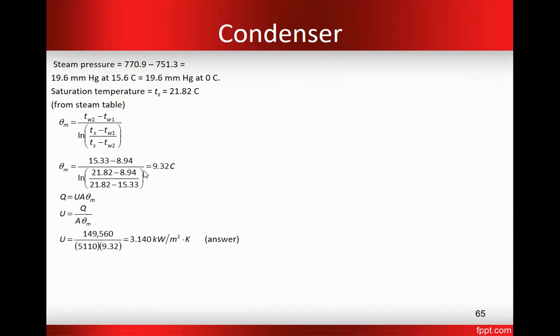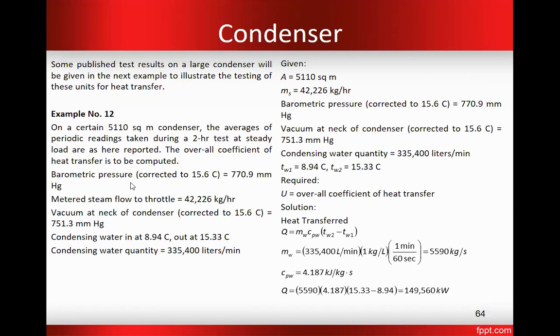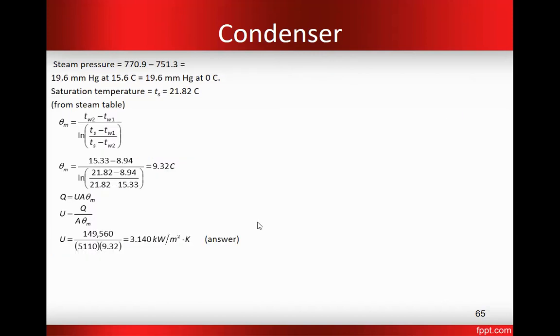Therefore, U is equal to Q over A theta M, is equal to 149,560 over 5,110 over 9.32, is 3.140 kilowatt per meter squared Kelvin. This is my answer. Kilowatt, may malibong nito. Bakit kilowatt? Hanapin natin. Kilojoule per second, so that's kilowatt. Okay.